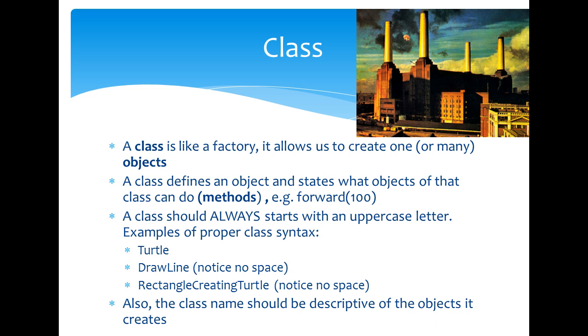Class names should be descriptive of the objects that it creates. So what I'm saying is, if we were to create a class whose purpose was to create turtle objects for us to manipulate, we shouldn't call it public class Ball, because it doesn't make any sense. But if we call it Turtle, then the user or the programmer can expect that we would create turtle objects with it.